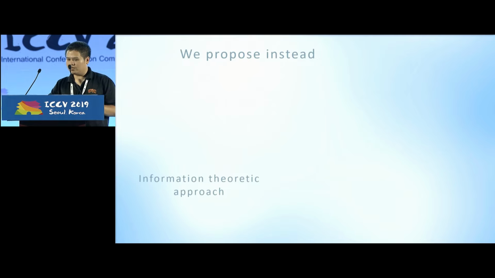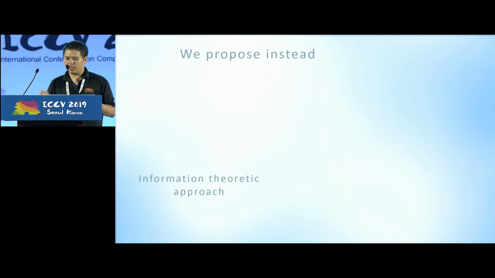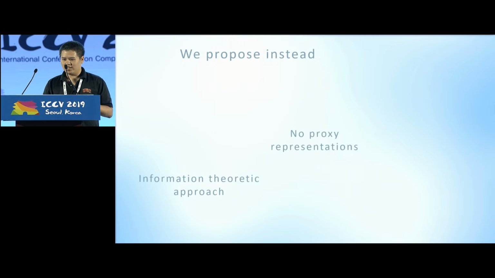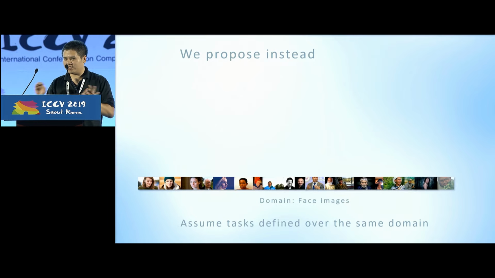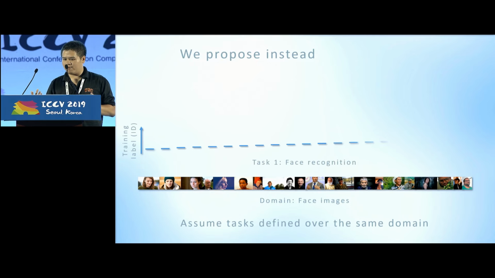Here we propose a very simple approach, which uses information theory. It does not require any trained model, and it is very efficient in predicting the accuracy of the transfer model. We assume that tasks are defined over the same domain. For example, we can have the domain of face images. Here, each image will have the identity label, and it also has the binary label for the gender.